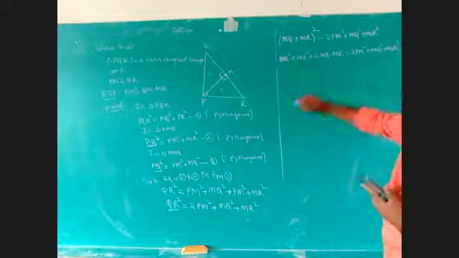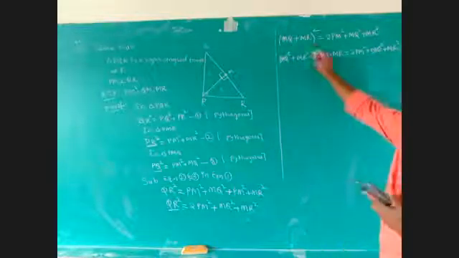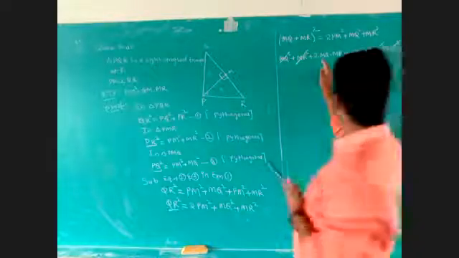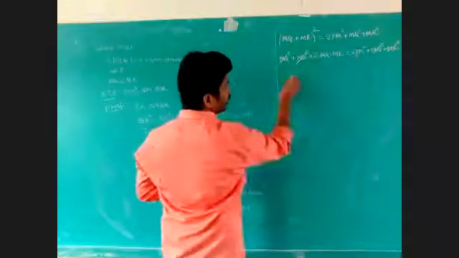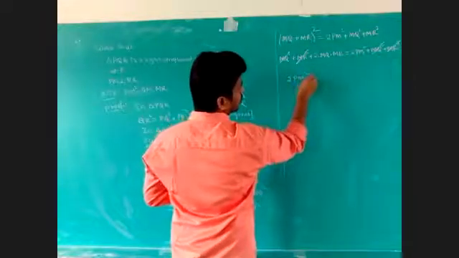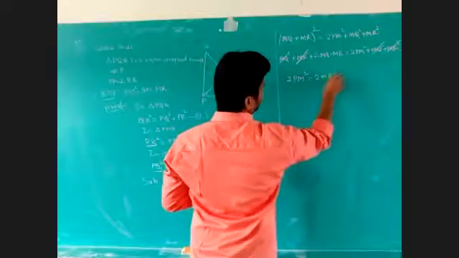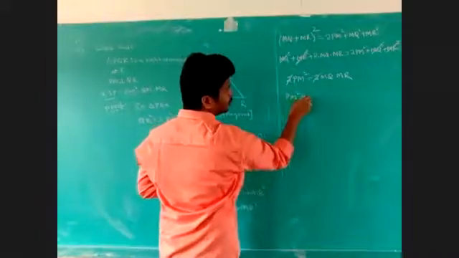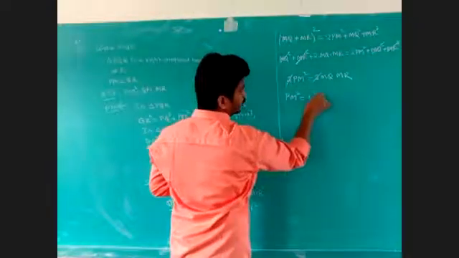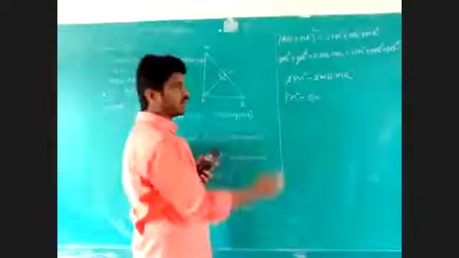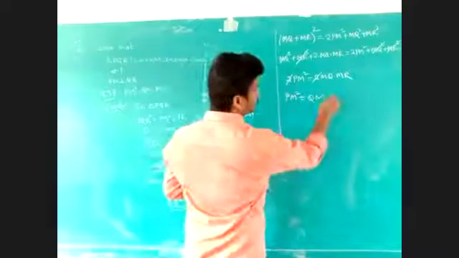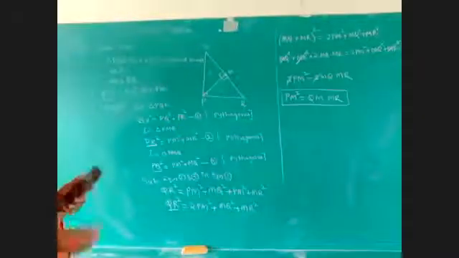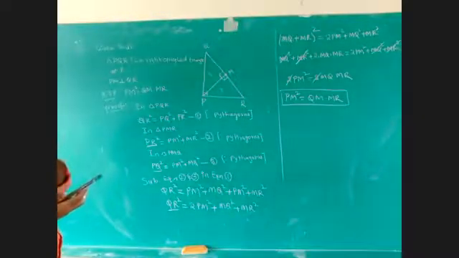Here MQ square on the left side and right side both get cancelled. MR square on the left side and right side both get cancelled. The remaining terms: 2MQ into MR equals 2PM square, which is 2PM square equals 2 into MQ into MR. 2 also gets cancelled. PM square equals MQ or QM. In our textbook they wrote QM instead of MQ, so QM into MR. This is our required proof. Is it clear?